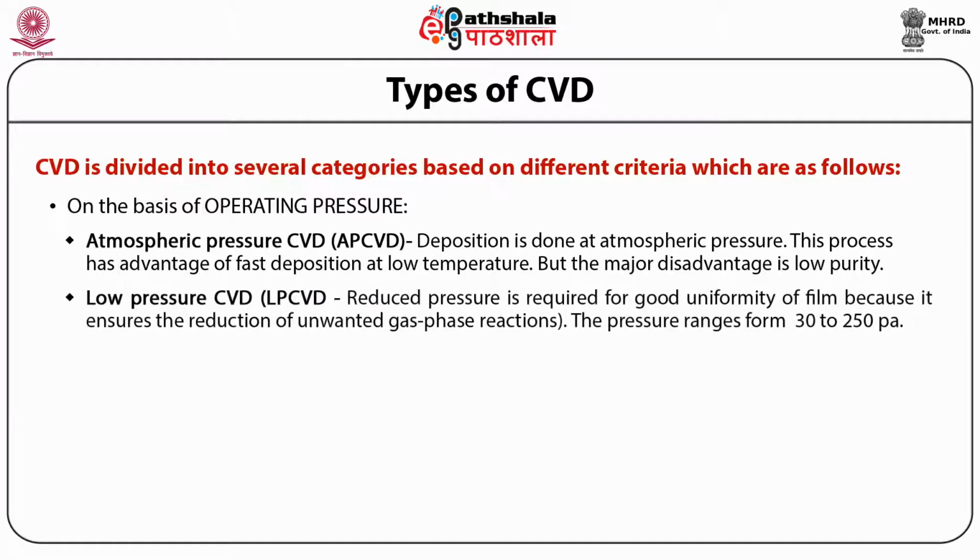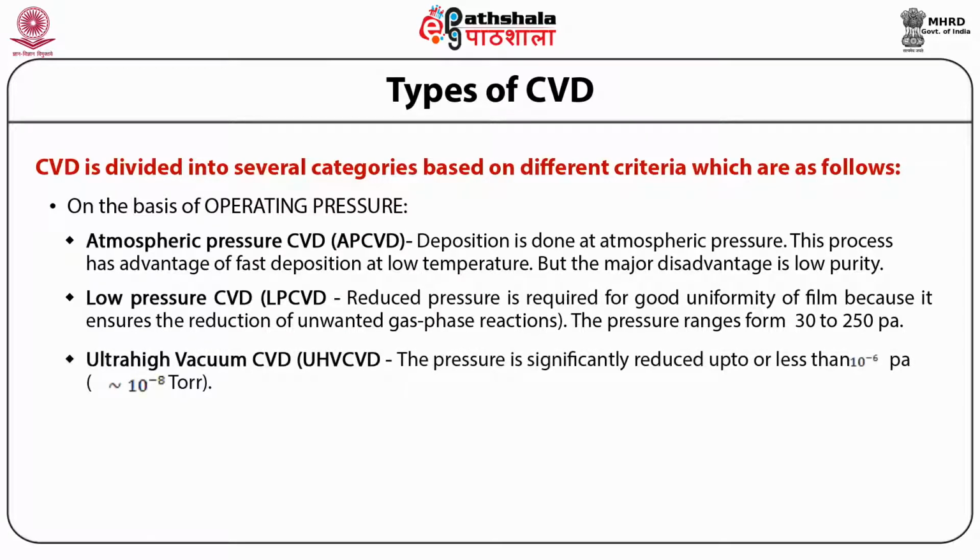Next is low pressure CVD, LPCVD. Reduced pressure is required for good uniformity of film because it ensures the reduction of unwanted gas phase reactions. The pressure ranges from 30 to 250 Pascal. Next is the ultra high vacuum CVD, UHV CVD. Here the pressure is significantly reduced to 10 to the power minus pascals or less.